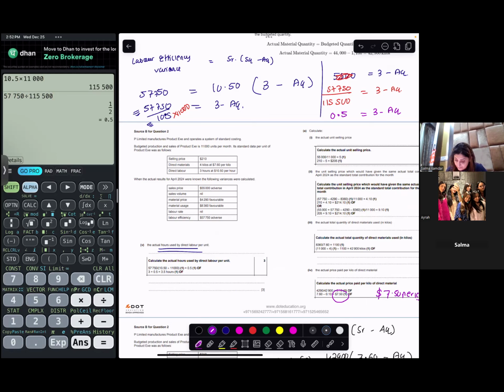Oh, you did the whole thing. So actual hours is 3.5. 3 is the standard and 0.5 is the variance. So actual hours would be 3.5 hours. So you've used 0.5 hours more. So actual hours is 3.5 hours.